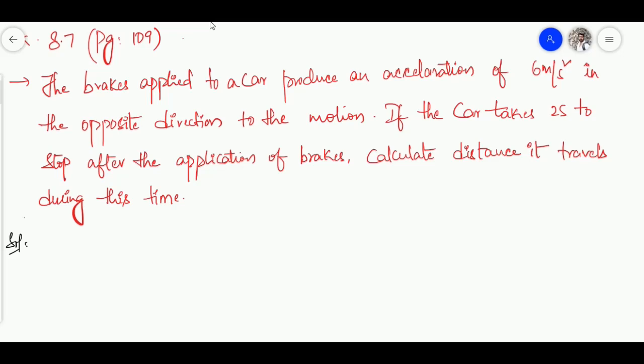So here he tried to confuse us. The brakes applied to a car produce an acceleration. How come brakes will produce the acceleration? The accelerator will produce the acceleration, right? When you apply the brakes, the velocity will decrease. So this is how he is giving a hint that it is retardation, negative acceleration.